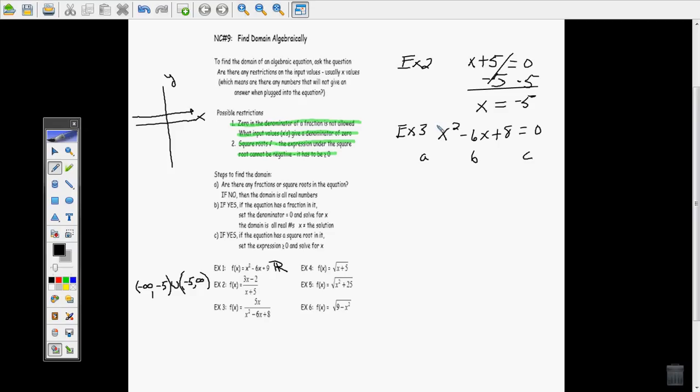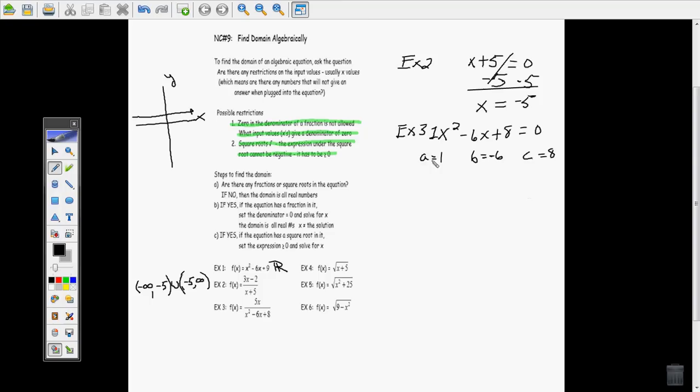The A term is the number in front of the x squared term, which in this case is 1 because nothing's there. So A is 1. B is the number in front of x, which is negative 6. C is the constant. That's your first step in factoring.